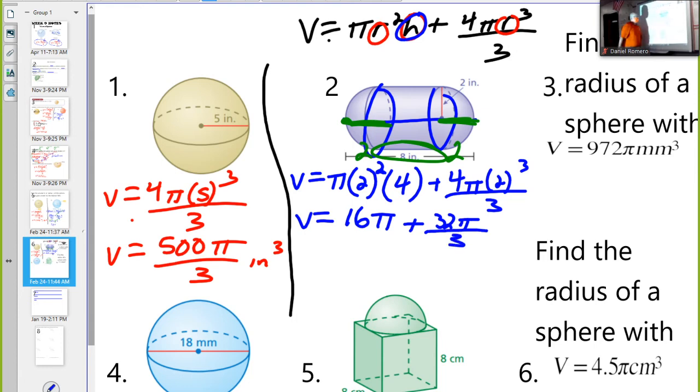But wait, there's more. We would like to simplify as much as possible. Both of these terms have a pi. The thing is, one is a fraction and one is not. In order to add fractions, what needs to be true? If I want to add fractions, what needs to be true? Common denominator. Yeah, you've got to have a common denominator. So if I were to write this as a fraction, that would be over 1, the other one's over 3. What is the LCD of 1 and 3?